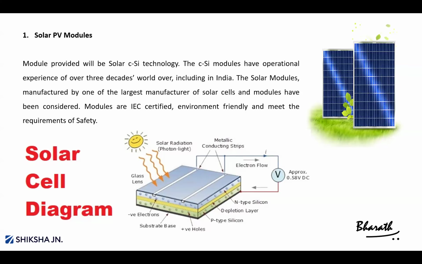You see here, this is the typical solar cell cross-sectional drawing. On the bottom side it's a P-type layer, then a depletion layer, and an N-type layer. When sunlight hits the cell, it will start to generate electrons. So the electron flow will be like this.